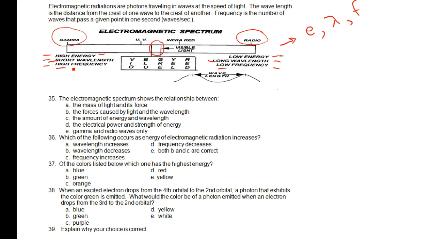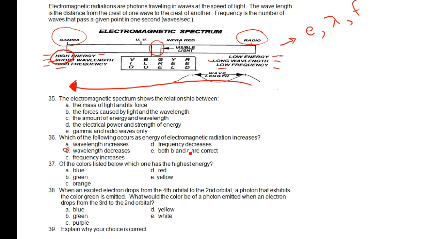All right, 36. Which of the following occurs as energy of the electromagnetic radiation increases? Let's look where the high energy is. That's on the left, right there. So as I go this direction, what happens? I just love drawing arrows. Do I get an increase in wavelength? That would be no, because I get shorter. Do I get a wavelength decrease? Oh, that's correct. But look how mean I am.